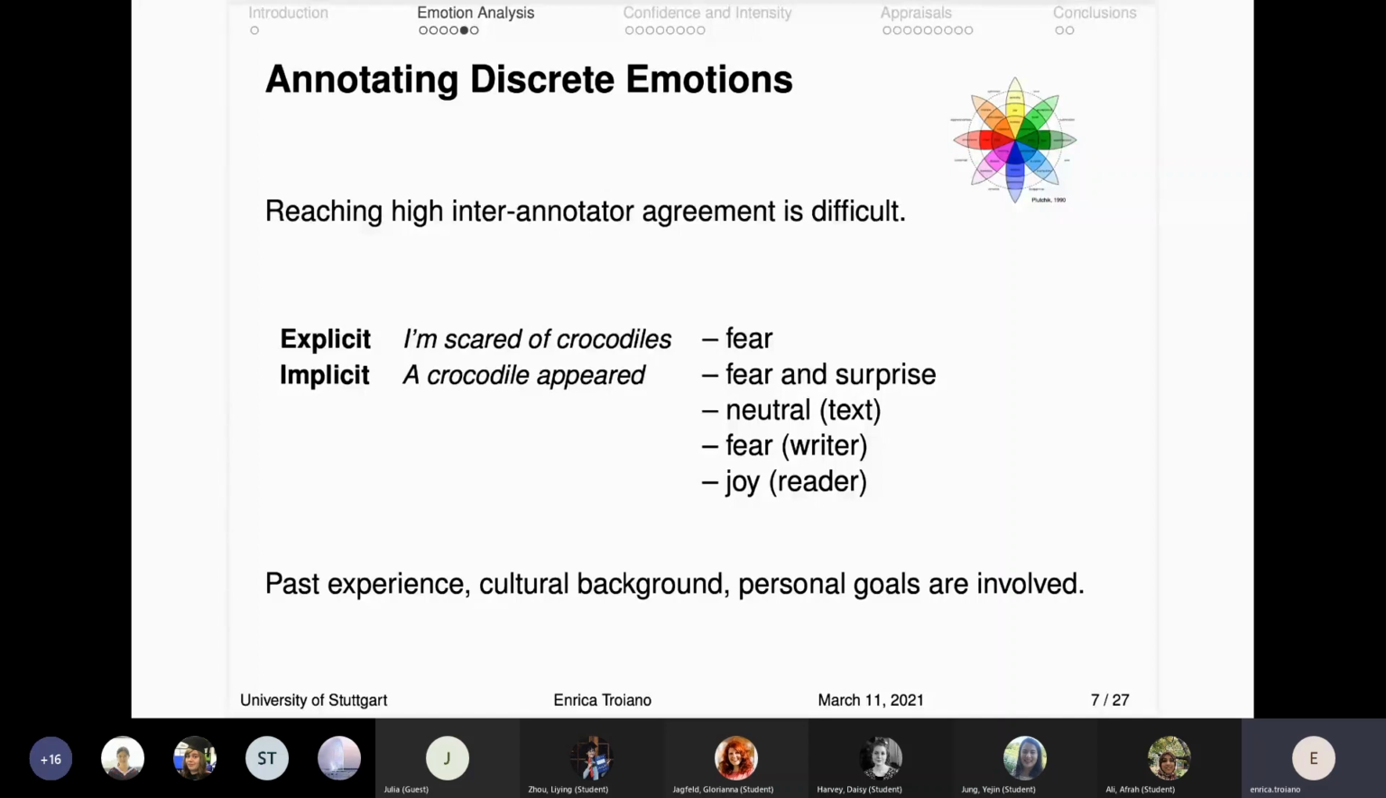And from this perspective, we could say that this text, "a crocodile appeared," is neutral because it simply describes an event. But we can also try and reconstruct the emotion of the writer, either the emotion that the writer felt when the event happened, or the emotion that the writer felt while producing the text, or the emotion that the writer wanted to elicit in the readers. At the same time, we can judge the emotion from our own perspective. What type of emotion does this text elicit in us?